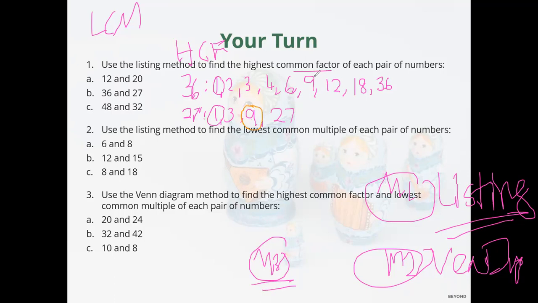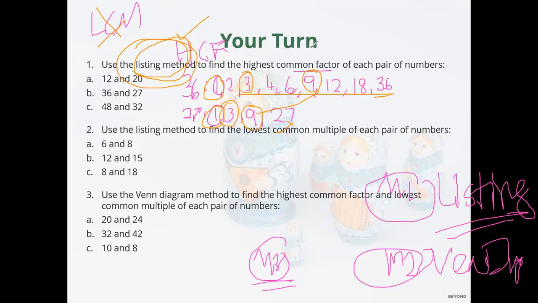3 is a common factor. 9 is a common factor. 1 is a common factor. So, no point in finding the lowest common factor. We want to find highest common factor. So, what is the highest common factor? 9. Understand? What method are we using? Listing method. Got it? So far, so good?